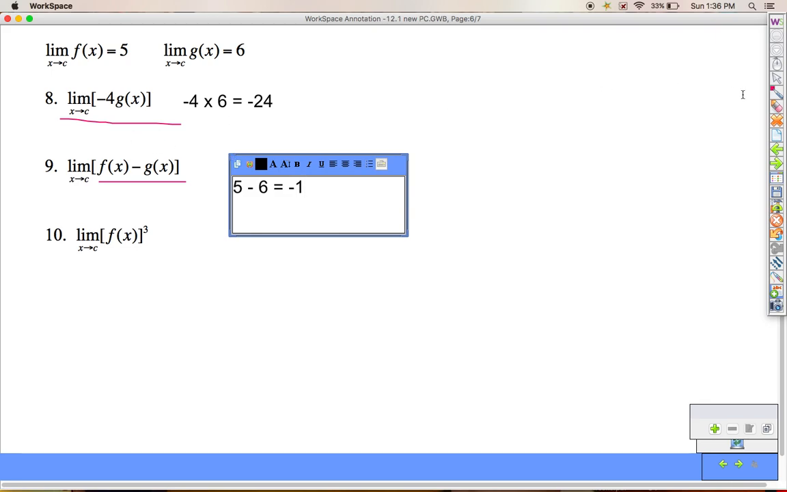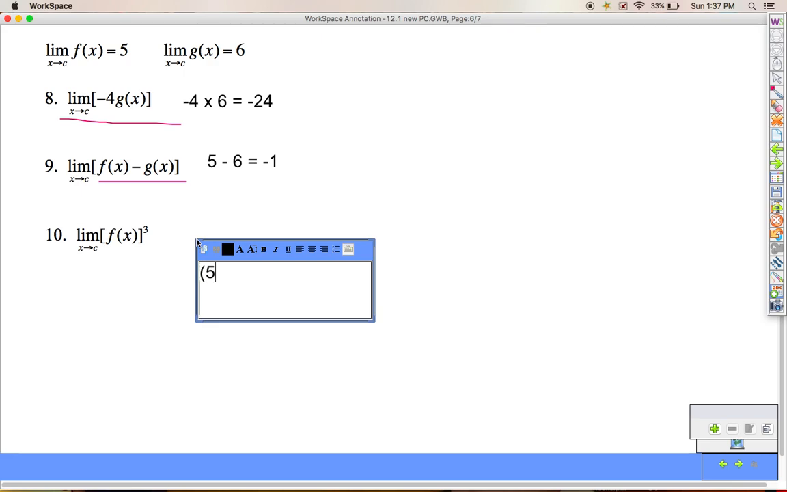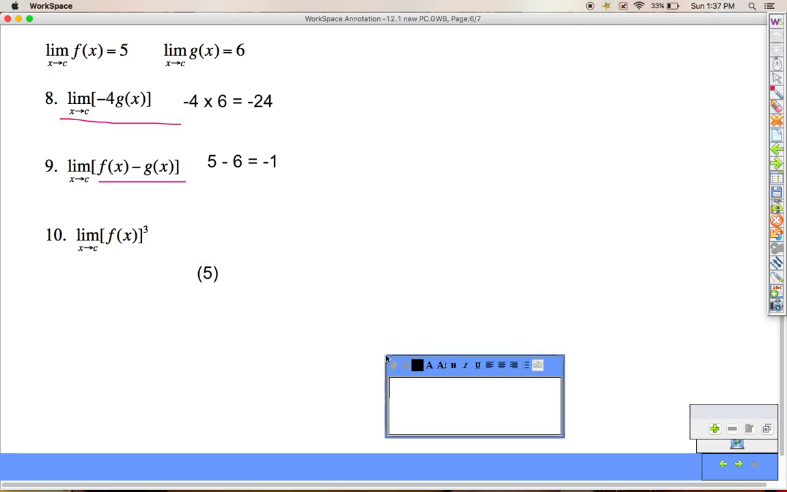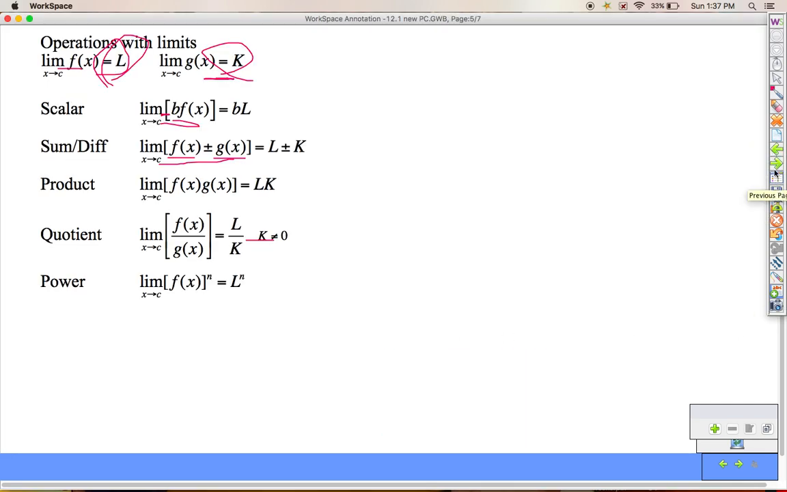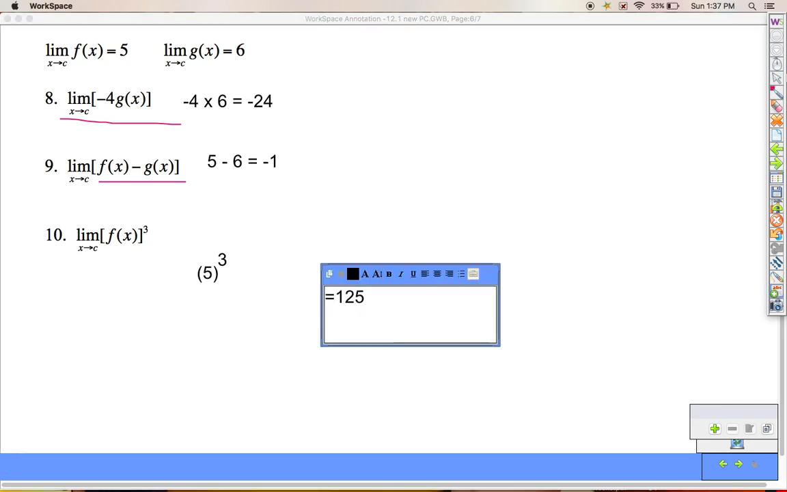All right, and the last one for today, the limit of f of x to the third as x approaches c. Same idea. Take my answer for the limit of f of x as x approaches c, raise it to the third power. Get an answer of 125.